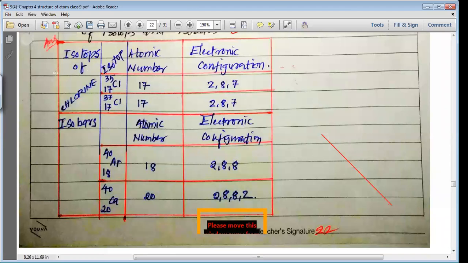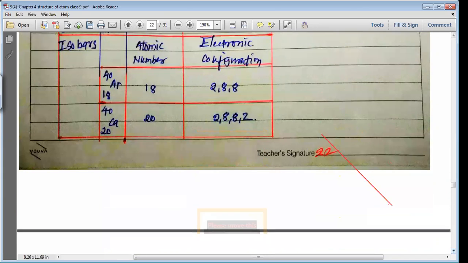So first we will write the isotopes of chlorine. They are 17Cl35 and 17Cl37. Their atomic number is 17 and both have the electronic configuration 2, 8, 7. So that means we can say that isotopes have same electronic configuration. Let us look into another example.